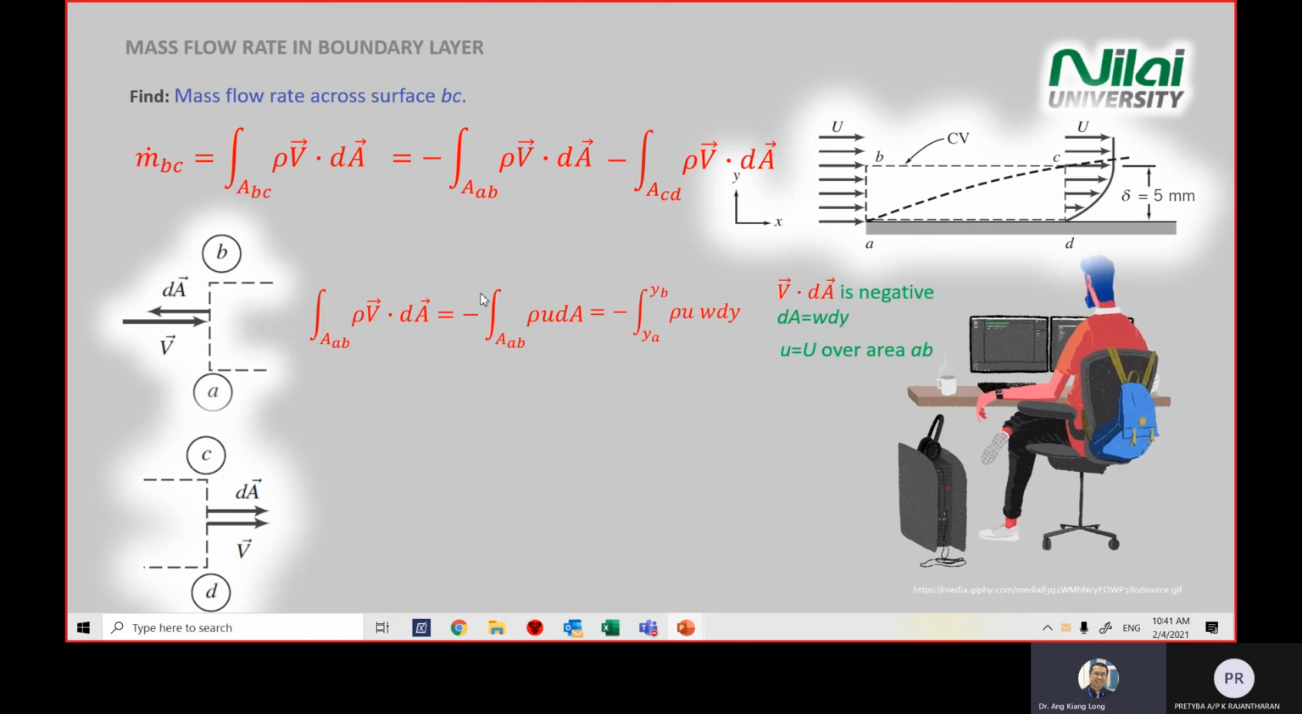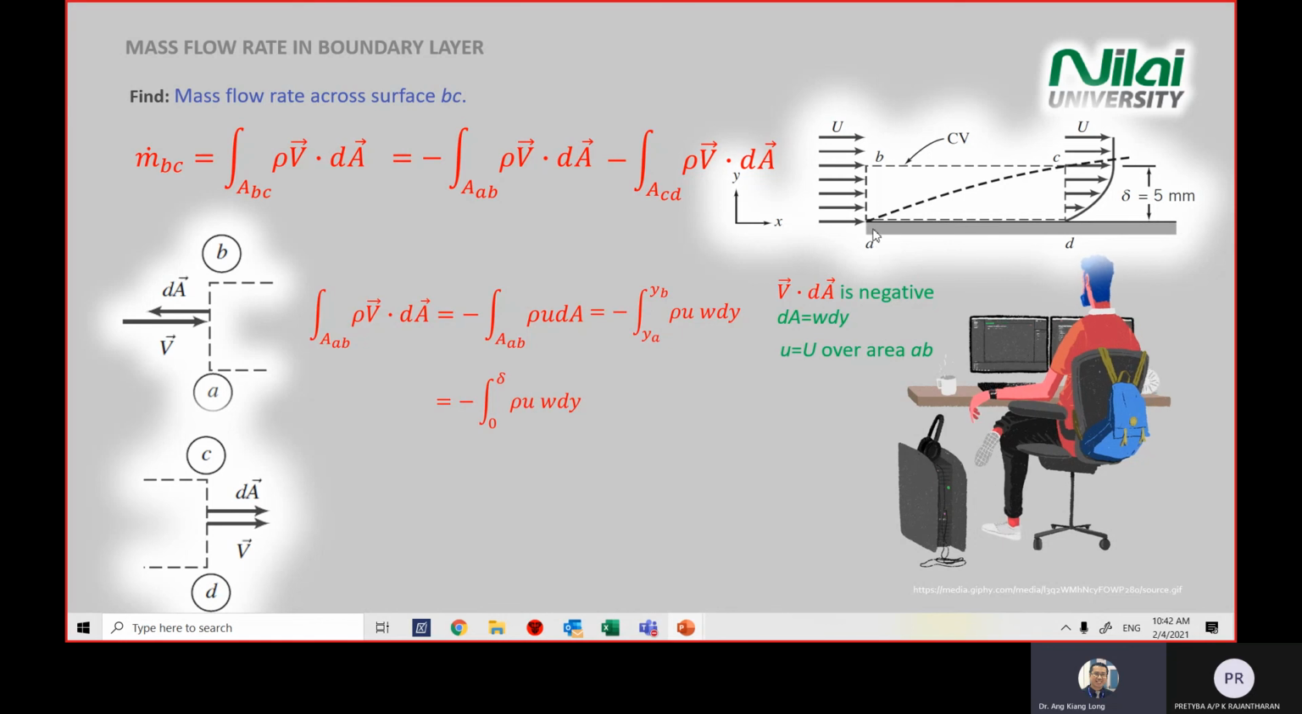And then the rest is just mathematical derivation and expansion. So if you analyze surface AB, you'll get a negative integration of rho u dA. You change the velocity v into u because it's in the x direction, and then you further expand the dA. How do you calculate the area? You take the w times the dy. It takes the w, the width of the plate, or the width of your domain, times the height of your domain. Then you integrate from A to B.